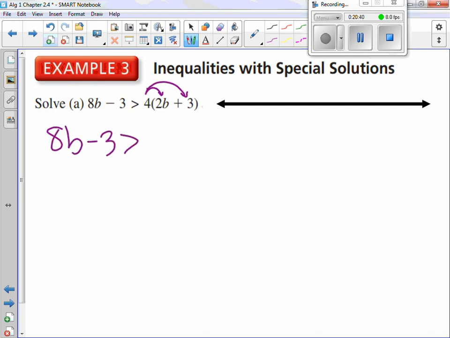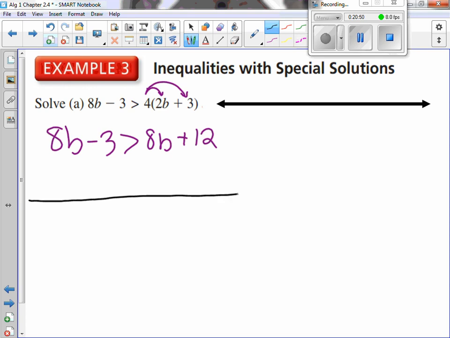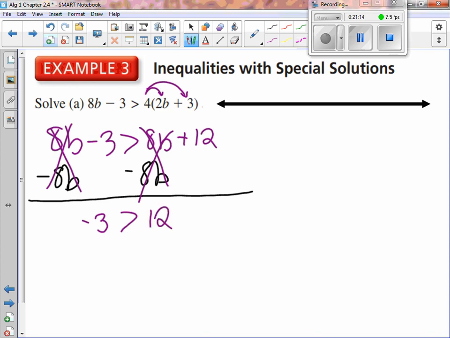Well, 4 times 2b is... 4 times 3 is... What do we need to do? We need to minus 8. Now, when it turns out the variables have the same number and sign, there's a good chance they're going to both cross out. Because here we're going to get negative 3 is greater than 12.